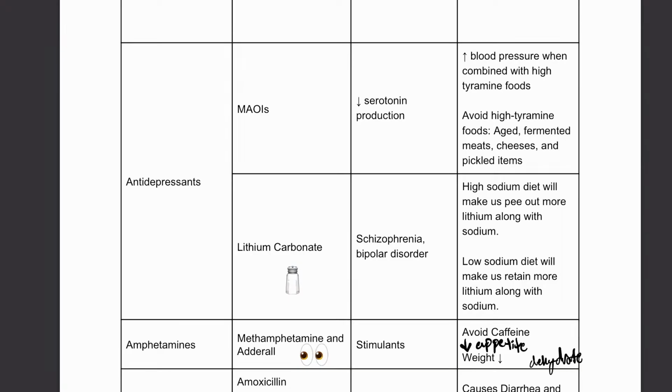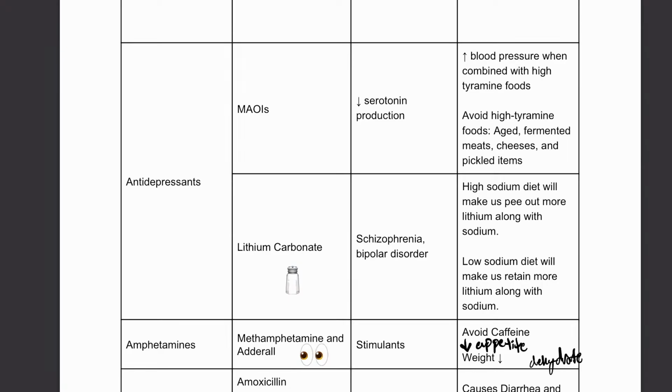Now, when it comes to lithium, lithium carbonate is usually used to treat schizophrenia, bipolar disorder. Those are going to be the really common things that it's used for. With lithium, this can be a little bit confusing, so make sure you just follow me here. Lithium can have effects with sodium. A high sodium diet will make you pee out more lithium along with the sodium.